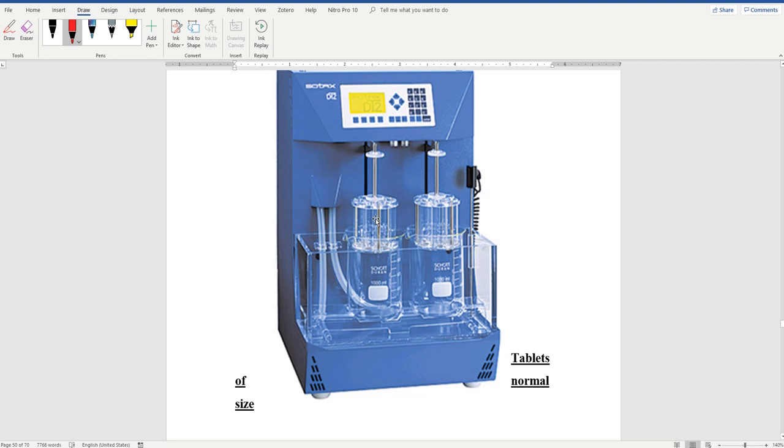Is that clear? Okay. What happens if all the tablets, first 6 tablets, all of them disintegrate within the specified time? In this case, you do not need to do another 12 units, and that would be sufficient, and then you can assume that the tablets passed the disintegration test. Is it clear?